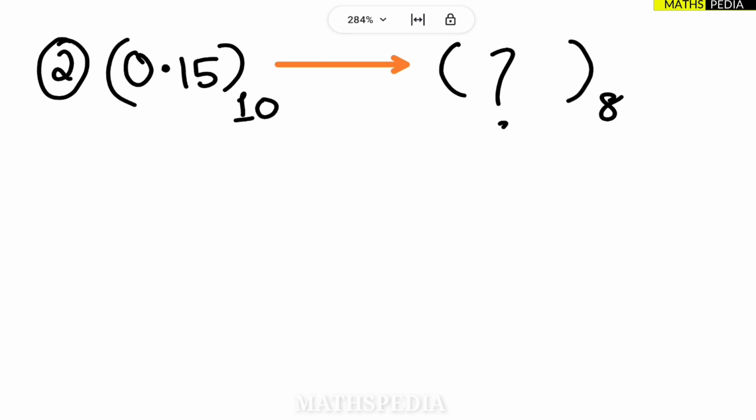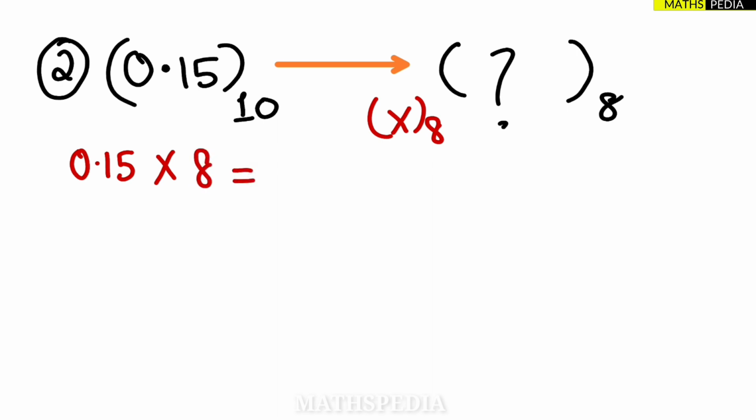Now let us go for one important problem, where we have got a decimal point. So what happens if I get a decimal point? Here we have to go for multiplication. Always remember, multiplication with 8. So you have to take 0.15, whatever the number is there, multiply with 8, and you will be getting the answer as what?